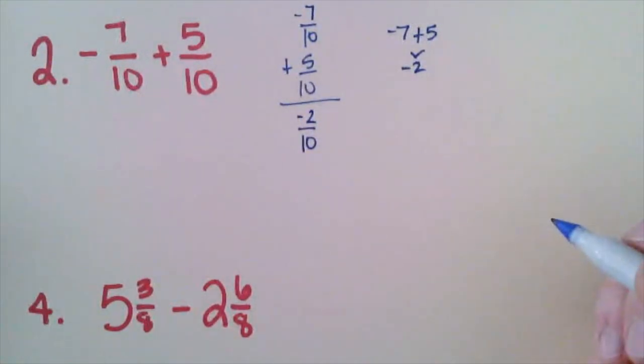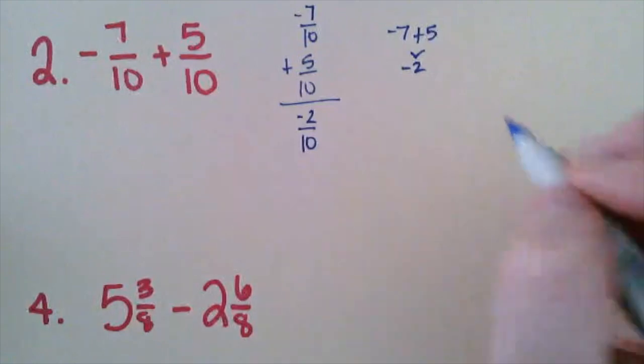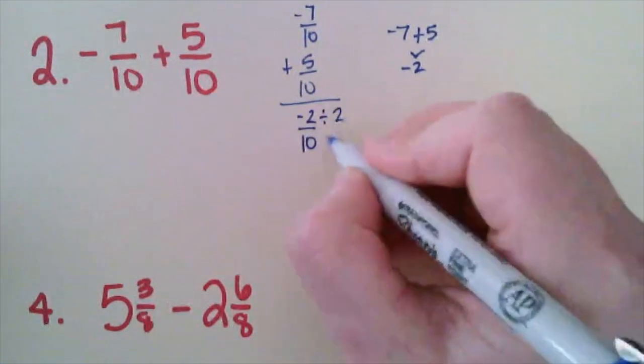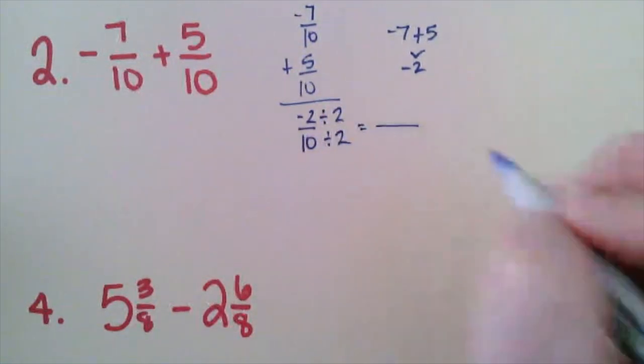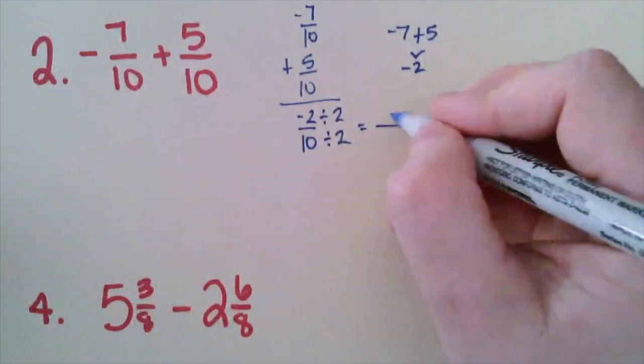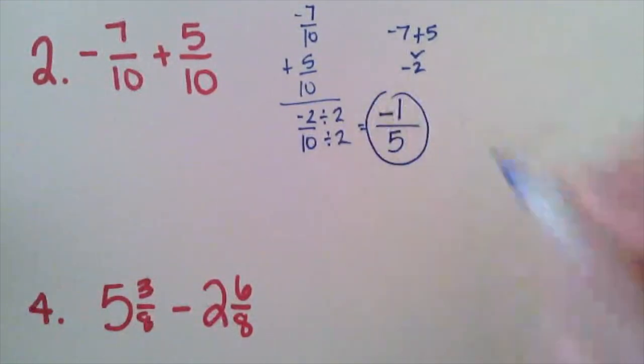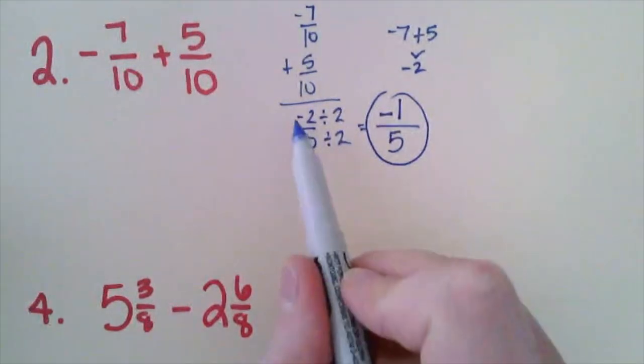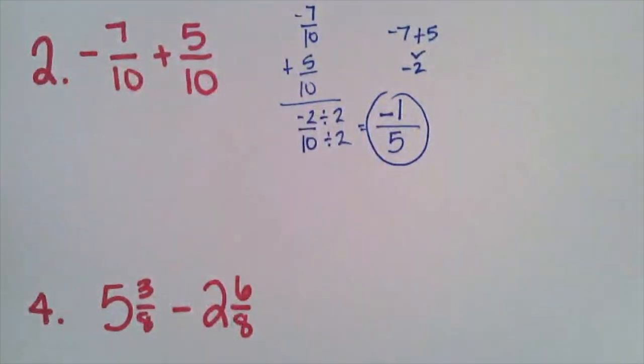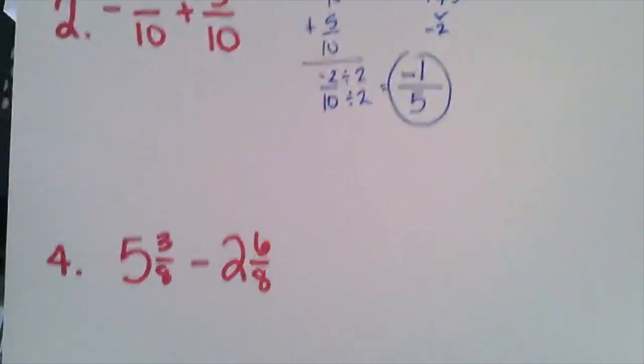My final answer is not quite in final answer form until it is simplified, and I can divide a 2 out of my numerator and denominator. That gets me negative 1/5 as my final answer. Don't forget to carry your negative sign into your final answer. I've seen that happen before where people do all this work and end up with the negative not in the right spot, so be cautious about that.